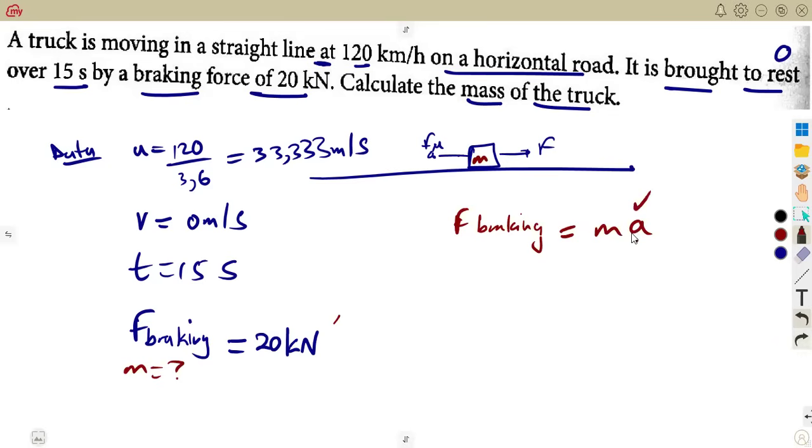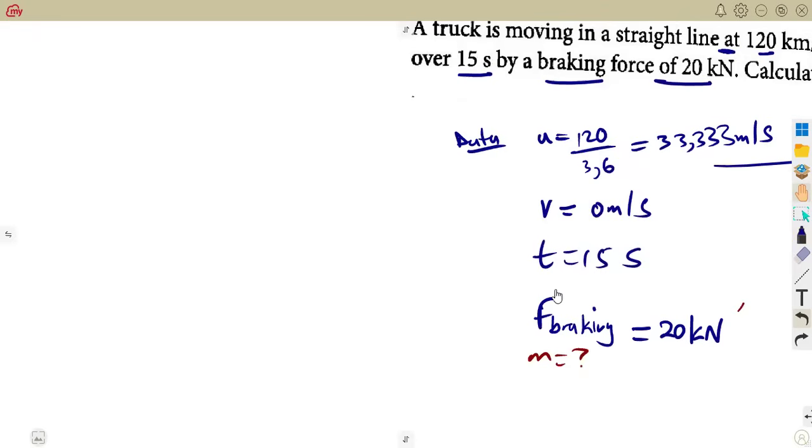So we need that A in order for us to obtain the mass, because this one we have. We are given this, and we are supposed to calculate this one. Do you have A? You do not have A. So calculate A first from the information using your linear equations. Which one is the best, guys? The first one. Remember, V is equal to U plus AT. This was going to be the best. We can calculate A from it.